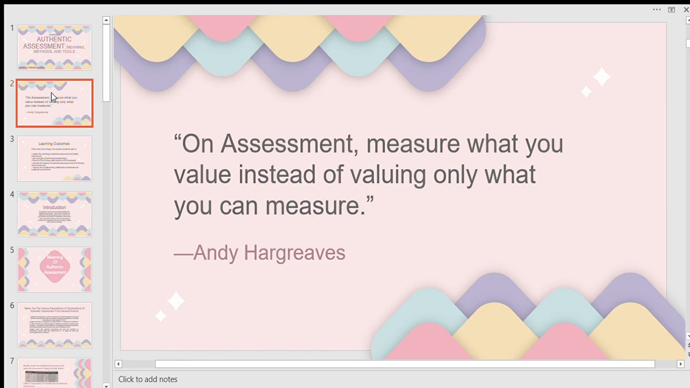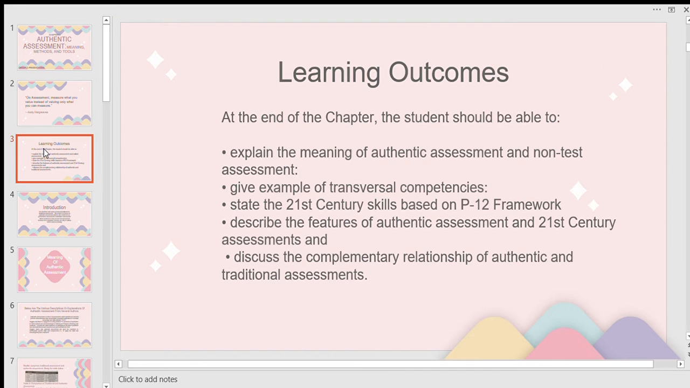To formally start our discussion, I would like to share with you this quote of Andy Hargreaves. On assessment, measure what you value instead of valuing only what you can measure.